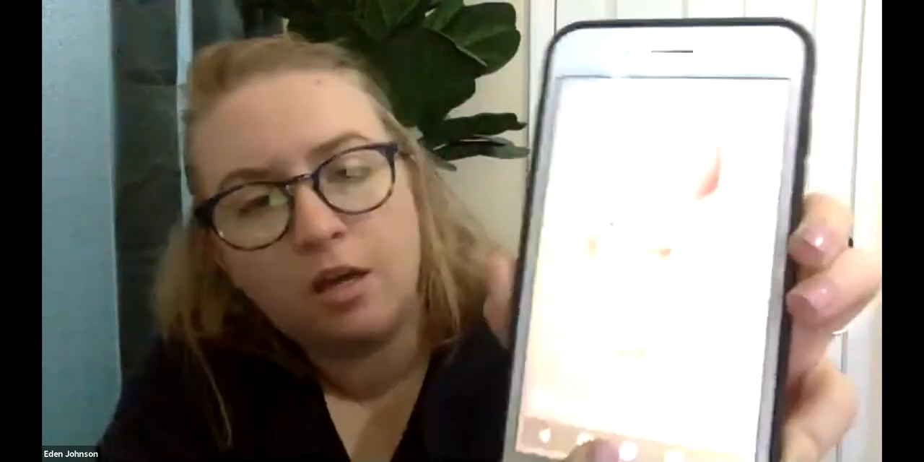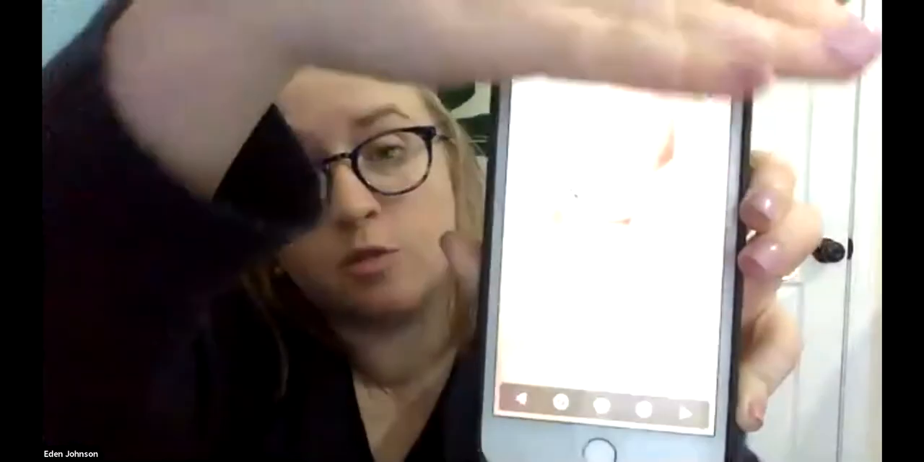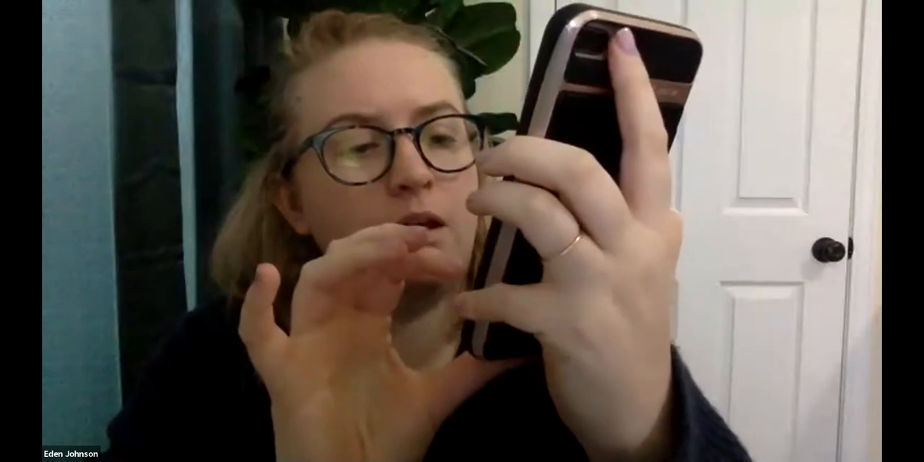So it becomes smaller. You can see that tail down at the bottom, it becomes smaller and smaller and smaller. Then eventually it is going to go away.